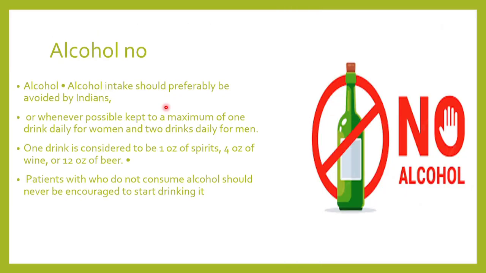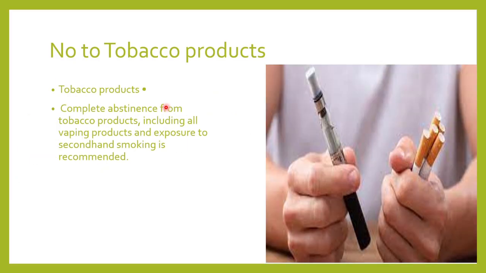Alcohol, we should avoid alcohol. Definitely excessive drinking is totally not allowed if you want to improve your HDL. And also stop smoking, because smoking is the one which will reduce your HDL and increase your bad cholesterol. It can be any form of tobacco. It can be gutka, cigarette, beedis, vaping. Any form of tobacco should be avoided.